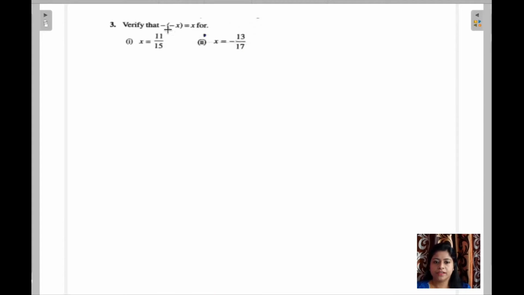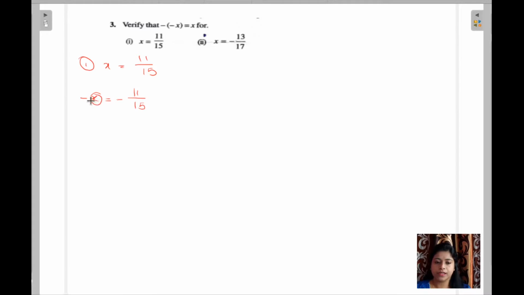Okay, now move to the next sum. Verify that minus of minus x is equals to x. Okay, this is already given for number 1. We have to just verify it. X equals to 11 by 15, it is given. Now what is the minus of x? Okay, minus of x. So just in place of x we have to write the value. Value is what? 11 by 15.